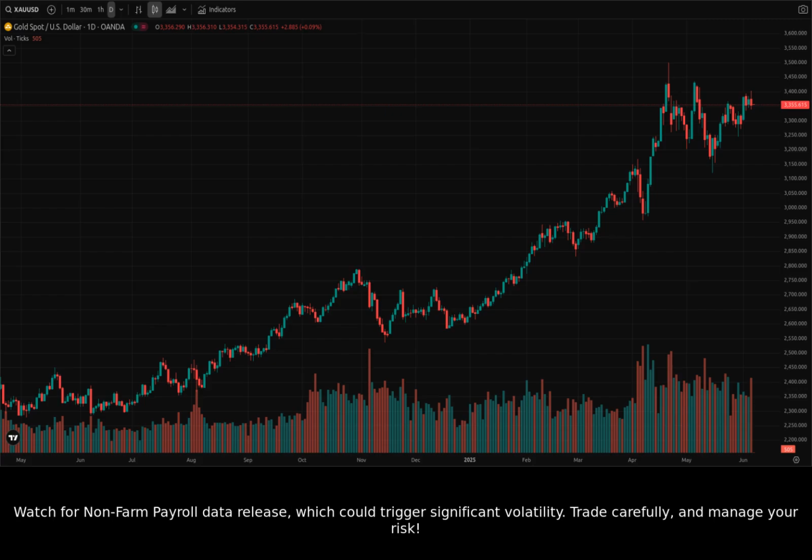Watch for non-farm payroll data release, which could trigger significant volatility. Trade carefully and manage your risk.